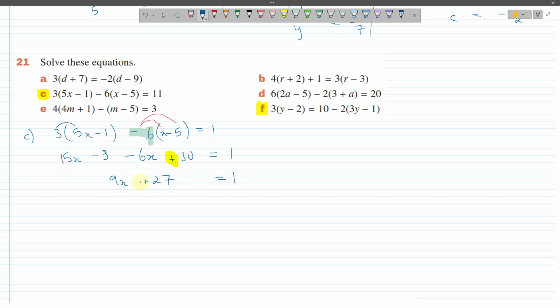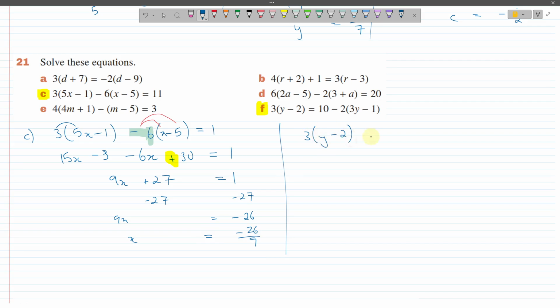Now you have 9x plus 27 equals 1. You want x by itself. Let's undo the 27. So you can put in a minus 27 here. You can write it like this if you want. Minus 27. So you have 9x is equal to 1 minus 27, which is negative 26. Divide both sides by 9. And we're done.